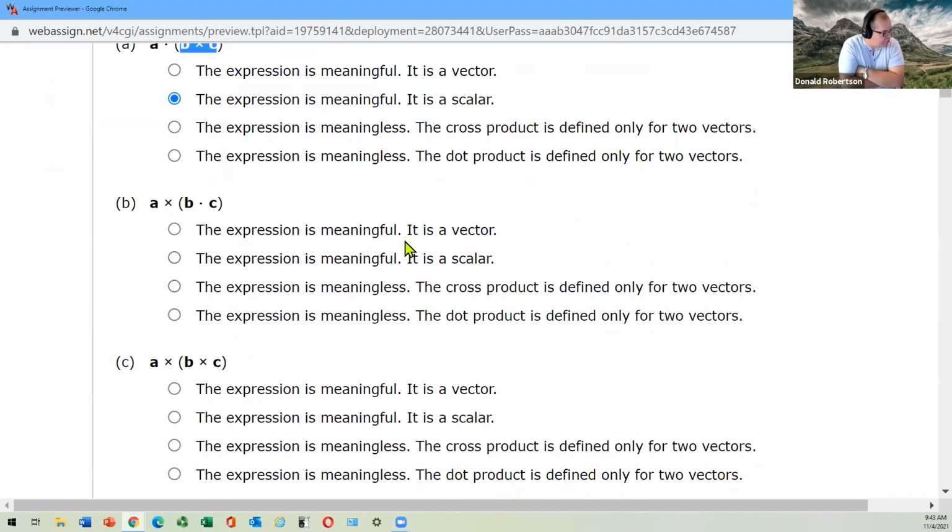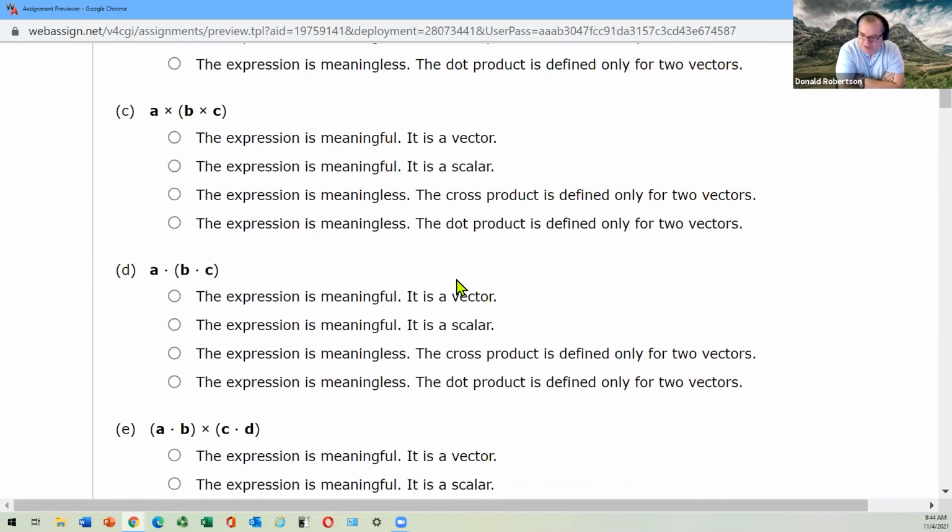How about A cross B dot C? Could you do a cross product with a vector A with the dot product of B and C? Are they compatible? Do they play well together? Nope, correct. Isn't B dot C a number? And if you're going to do a cross product, hasn't it to be a vector crossed with another vector? So no, that is not meaningful. Right? So it's meaningless. And it would be that one.